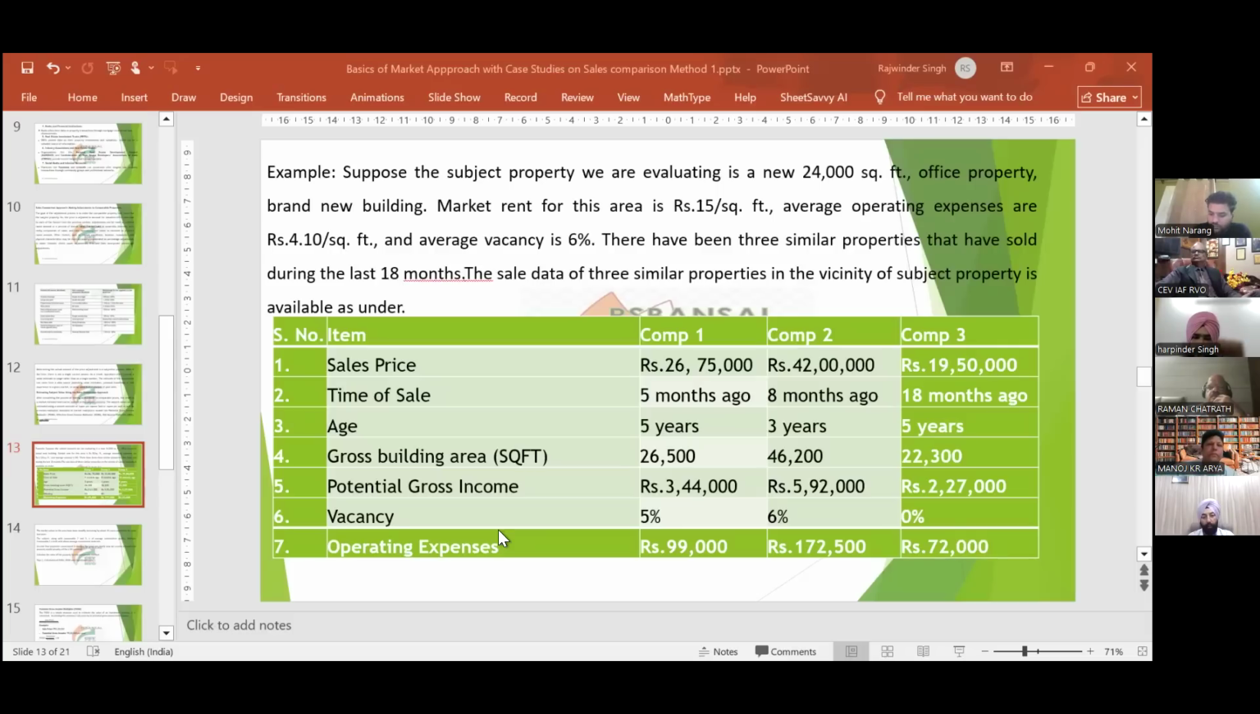Here you have to do every calculation with the data you have collected. Sorry, due to some heavy rain, there is an internet problem.